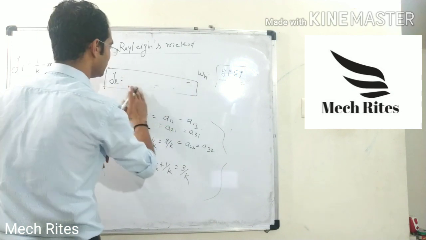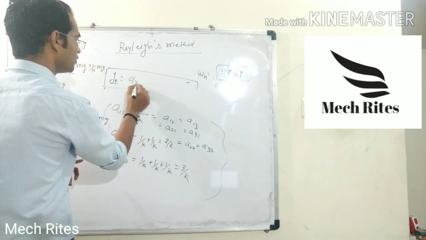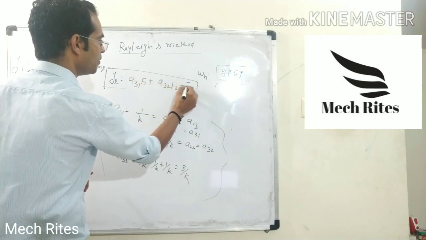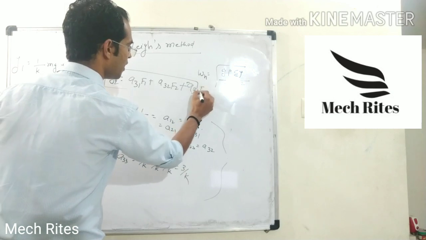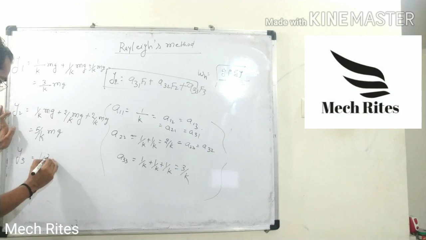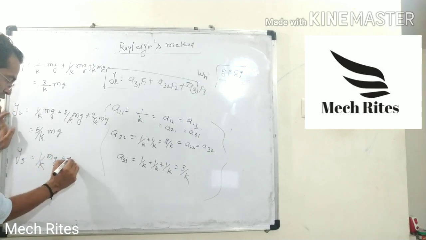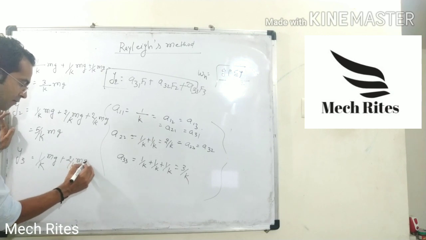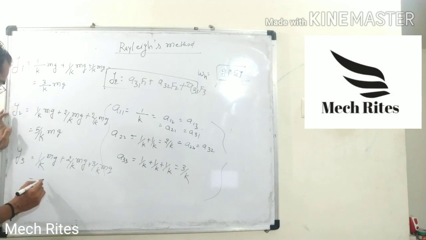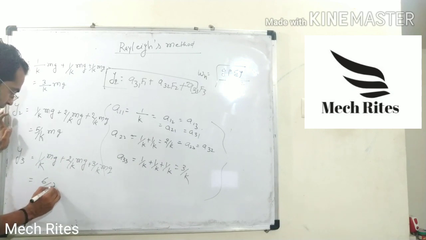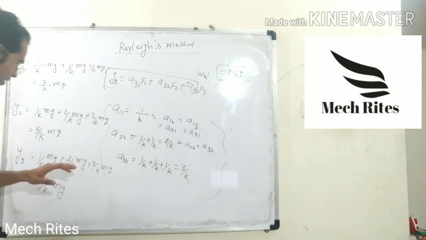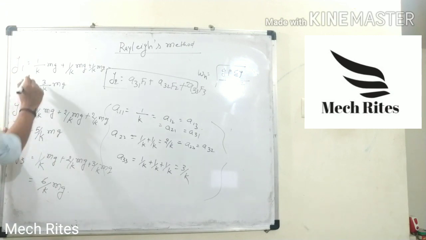Similarly y3. If I write here y3, then A31 F1 plus A32 F2 plus A33 F3. So A31, I will write 1 by k mg plus 2 by k mg plus 3 by k mg. So the final answer will be 6 by k mg. Right. So we have y1, y2 and y3.